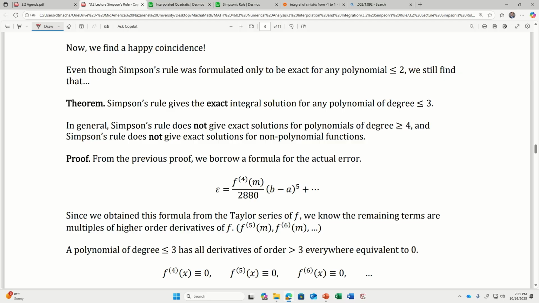This is what I would call a happy coincidence. Even though we just came up with Simpson's rule as a way to exactly integrate a degree 2 polynomial, it turns out that Simpson's rule actually will give you the exact integral solution for any degree 3 polynomial for free. That's pretty crazy. So we derived this so that we could get a degree of exactness 2, and it just so happens that we get a degree of exactness 3.